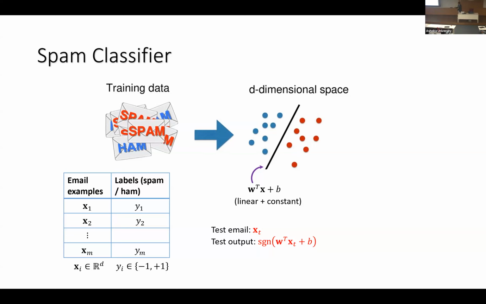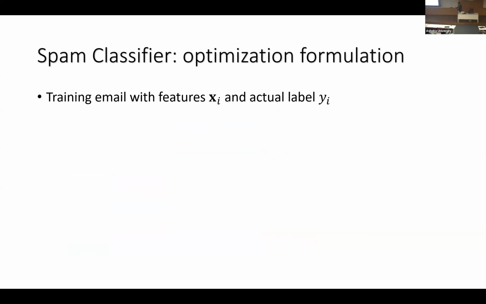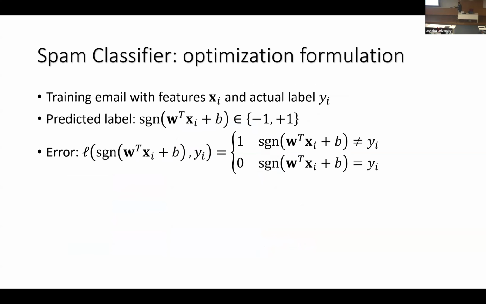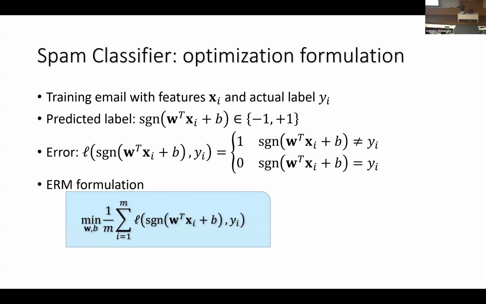Right? And what you would want is for a training email with features X and label Y, the predicted label is this, and the error is what? So error is 0 whenever the predicted label is the actual label from the training set, and error is 1 otherwise. This is just an example of a loss function. L is called the loss function. There could be many other similar loss functions. So this is the ERM formulation.